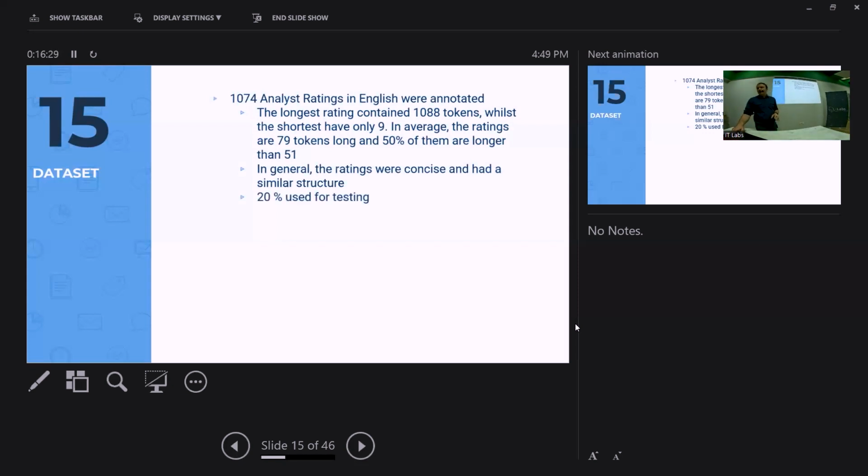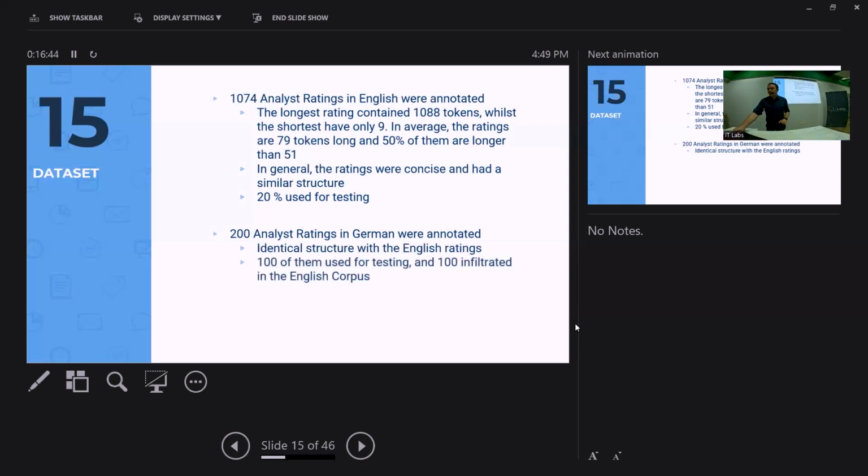But okay, we used 20% for testing. And also, because we know the German language, we collected German data from the German dataset and made the annotation properly, the same way we did for English. We used only 100 of them for testing, and 100 we infiltrated in the English corpus.